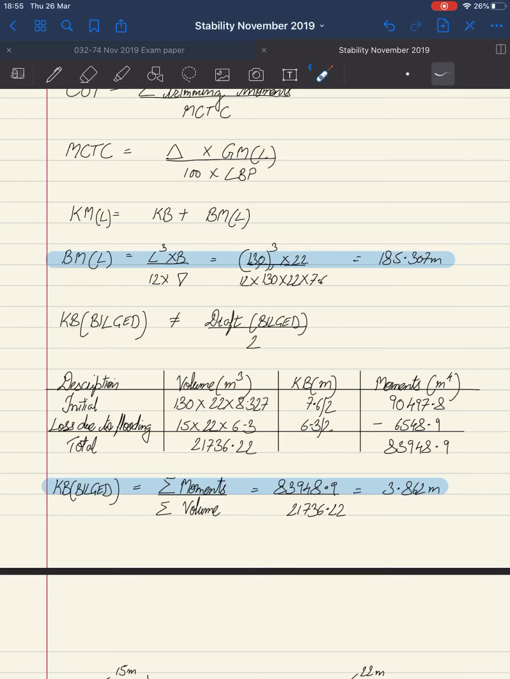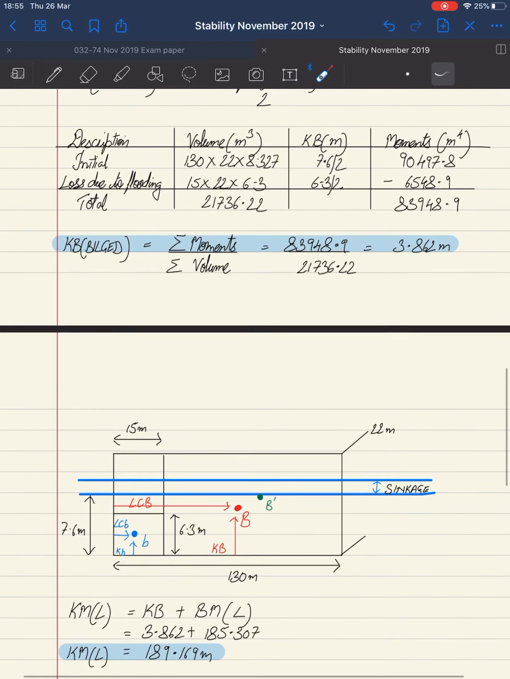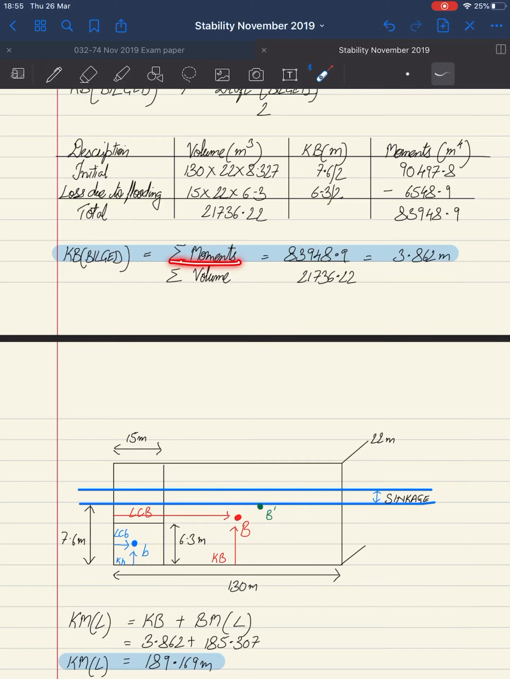So finding out the total volume, I got an answer of 21736.22 meter cube and moments as 83948.9 meter to the power of 4. In this case, the unit of moments is meter to the power of 4 because we are multiplying meter cube times meter. So meter cube times meter gives us meter to the power of 4. So the sum of all moments divided by the sum of all volume will give us the value of KB bilged as 3.862 meters.